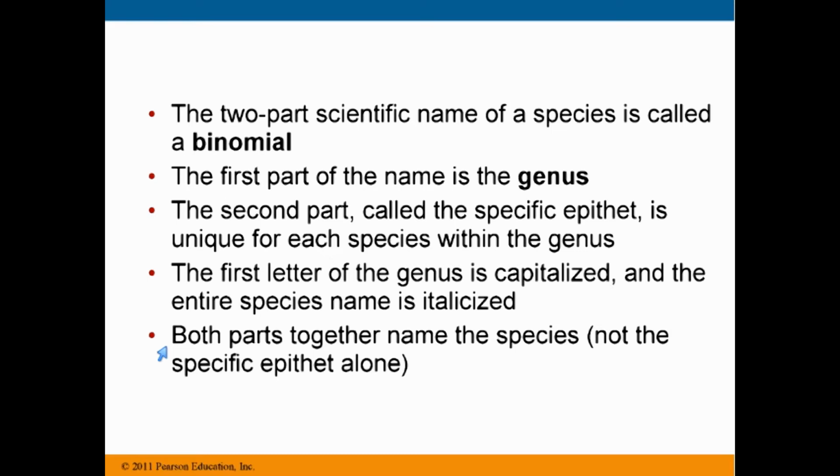You can't use the specific epithet by itself, but you can use the first letter of the genus along with the specific epithet to describe a species as well. And that's very commonly done. You do it all the time when talking about E. coli. The E stands for Escherichia. That's the genus. Coli is the species, or the specific epithet. We recognize E. coli as being that particular species.